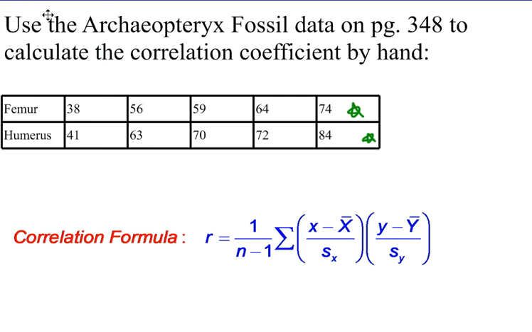In this lesson, we are going to learn how to calculate the R value, the correlation coefficient. So what we're going to do first is take a look at that table there. They're giving us the values for a femur and a humerus. They don't tell us what kind of fossil it is, and I believe this is in centimeters. So let's go ahead and say we're in centimeters here. The formula below is kind of complicated looking, so we're going to go through and do this by hand.